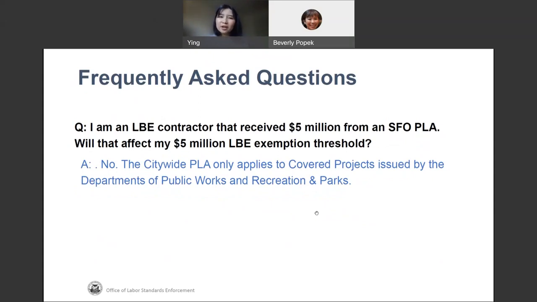I am an LBE contractor that received $5 million from an SFO PLA project. Will that affect my $5 million LBE exemption threshold? The answer is no. The citywide PLA only applies to covered projects issued by the Department of Public Works and Recreation and Parks.